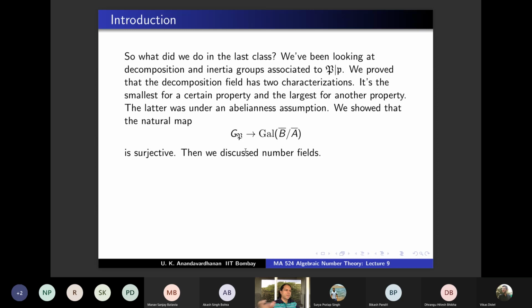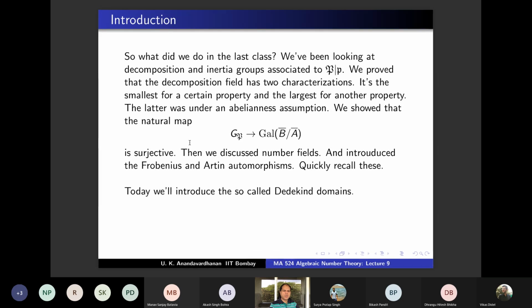If you assume that the inertia is trivial and also the group is abelian, then there is a unique such element, and that is called the Artin automorphism. Under the abelian situation, we showed that it does not depend on capital P; it depends only on small p lying down, the prime ideal in the ground field. That is called the Artin automorphism. So these are the things that we did last time, and if you want me to recall a bit more at the end of the class, if there is time, we can do that.